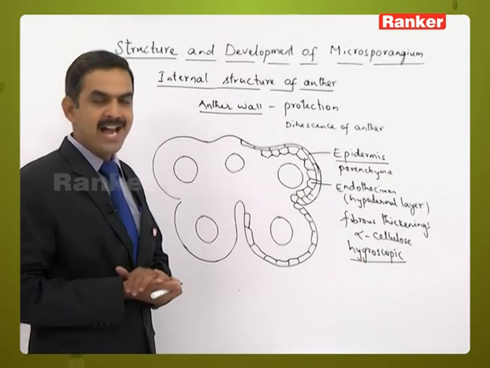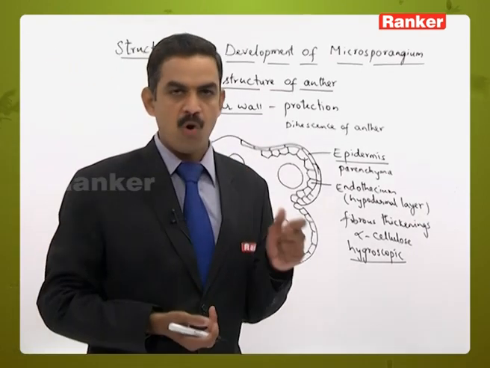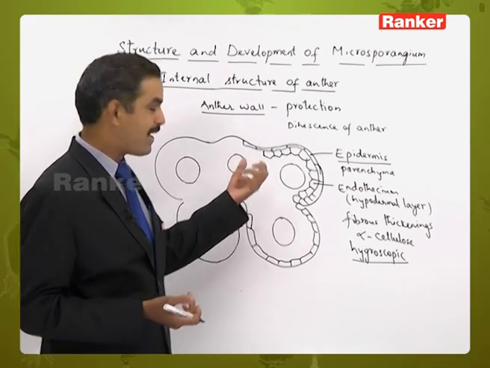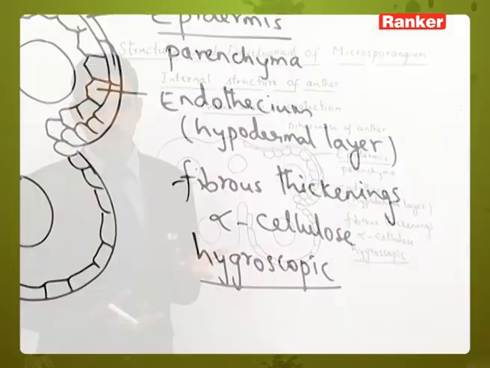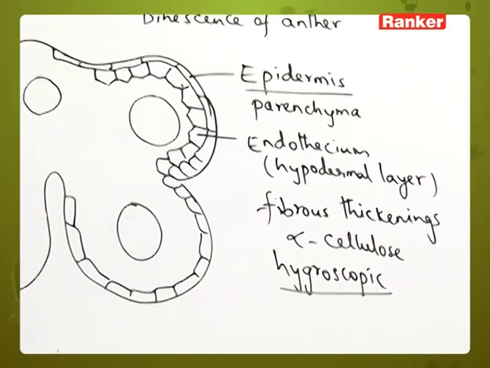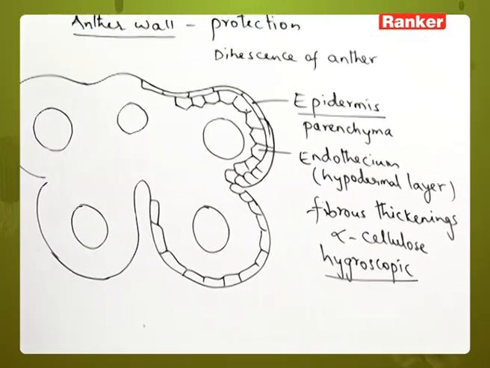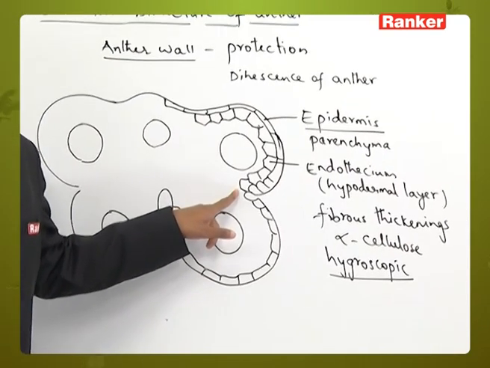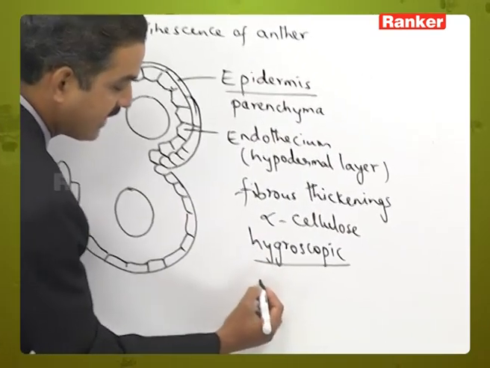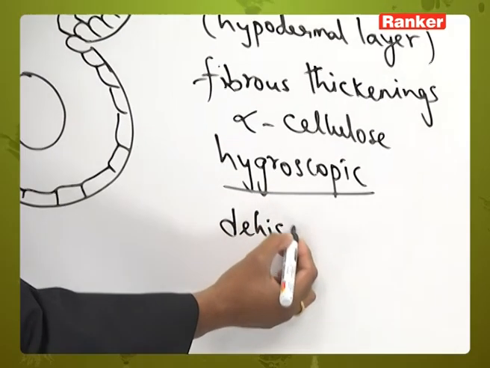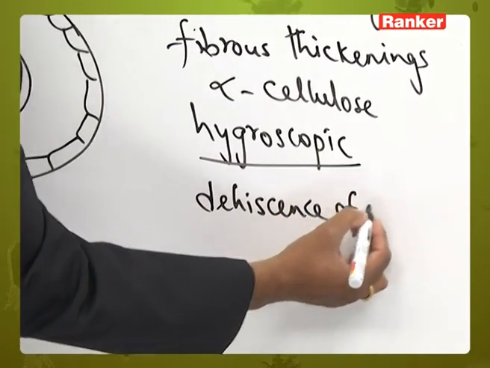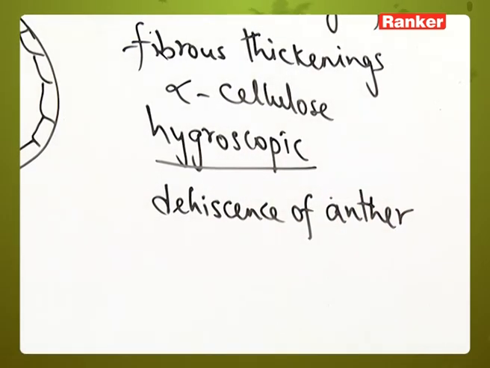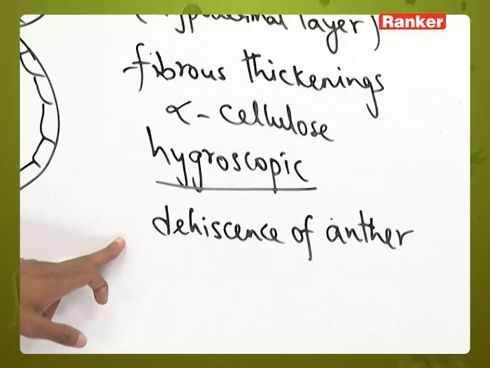So what do you mean by this hygroscopic nature? Depending upon the moisture that is present in the environment, the cells may contract and also expand. While they are contracting and expanding based on the availability of moisture, they are helping indirectly in the breaking of the anther wall. So the endothecium is helping in dehiscence of anther and releasing of pollen grains. Okay. So this is one part which is helping the dehiscence.